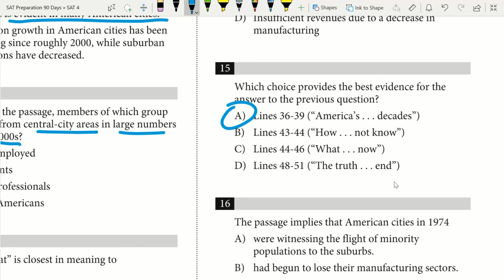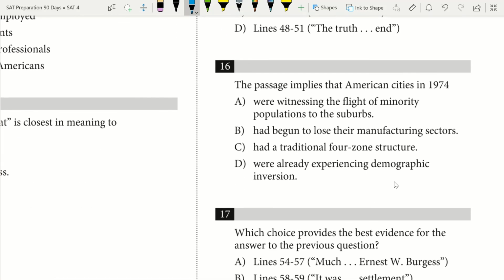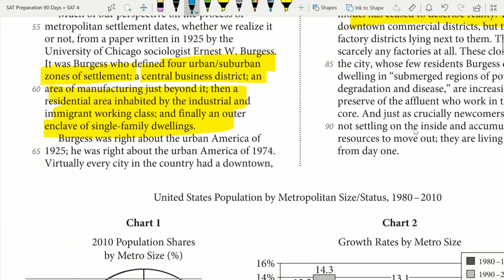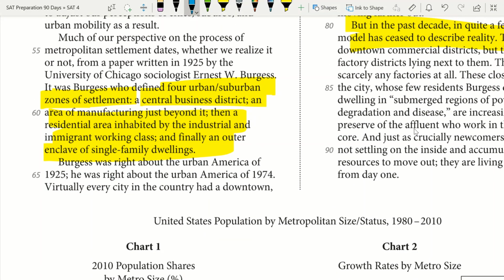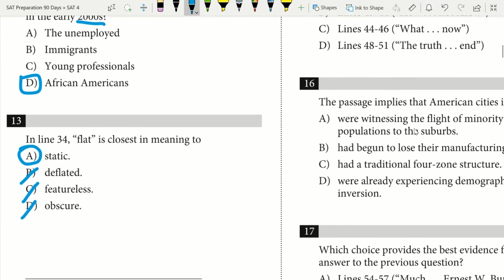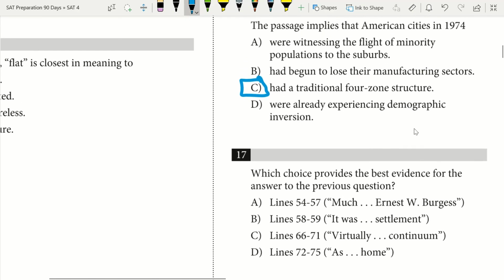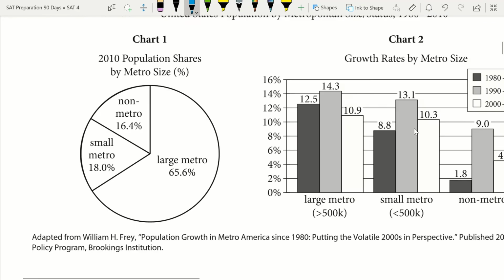All right, so now we've got question 16. The passage implies American cities in 1974 what? All right, American cities in 1974. Okay, we talk about that at the end right here, down at the bottom of 65. I'm circling it in blue. We talk about how he was right about the urban America of 1974 and the fact that it had 4 zones of settlement. So we're talking about there being 4 zones of settlement according to Burgess, and that he was right in 1974. So we want to say something about there being 4 zones of settlement. We see that option C, had a traditional 4-zone structure, would be our correct answer there. I'm guessing we have evidence for our next one. So for our evidence for our next one, I would look for where we talk about that 4-zone structure in 1974.